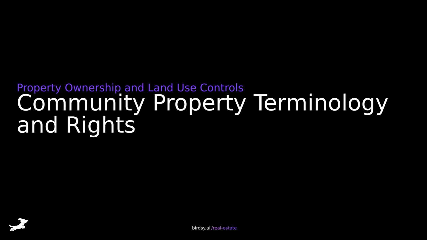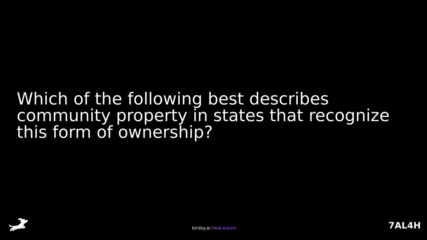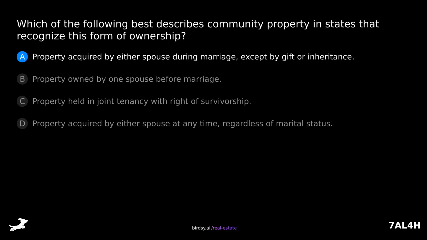Community property terminology and rights. Which of the following best describes community property in states that recognize this form of ownership? Is it A, property acquired by either spouse during marriage except by gift or inheritance? B, property owned by one spouse before marriage? C, property held in joint tenancy with right of survivorship? Or D, property acquired by either spouse at any time regardless of marital status?